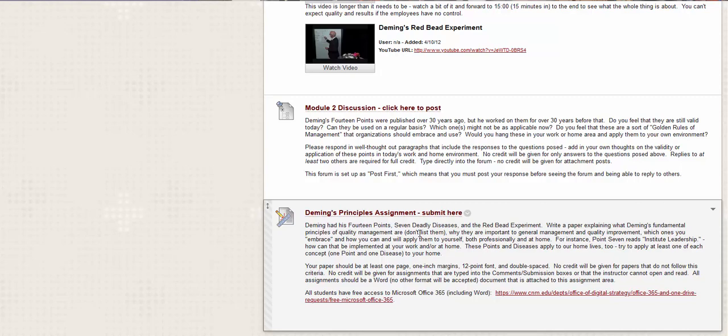Appropriately at work, don't come into your boss and say, here's what we're going to do, but propose them in a way that they would be embraced. For instance, point 7 reads, institute leadership. How can that be implemented in your work or home? Try to apply at least one concept, one point, and one disease to your home. Your paper should be at least 1 page, 1-inch margins, 12-point font, double spaced. I have to be able to read it. Again, here's the link to the free Office if you need it.